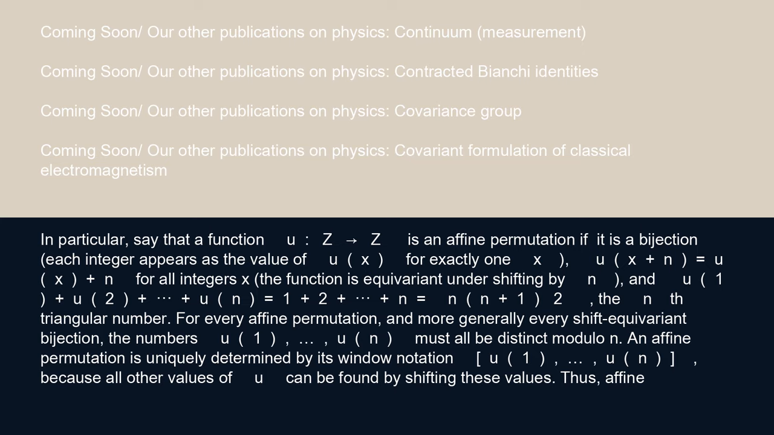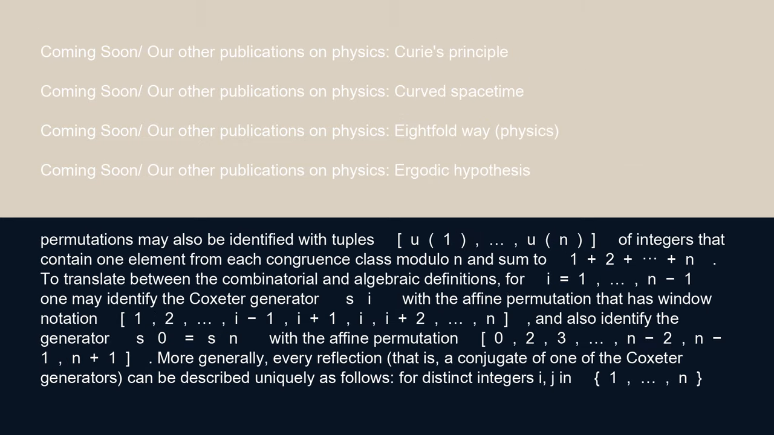For every affine permutation, and more generally every shift-equivariant bijection, the numbers u(1), ..., u(n) must all be distinct modulo n. An affine permutation is uniquely determined by its window notation [u(1), ..., u(n)], because all other values of u can be found by shifting these values. Thus, affine permutations may also be identified with tuples of integers that contain one element from each congruence class modulo n, and sum to 1 + 2 + ... + n.